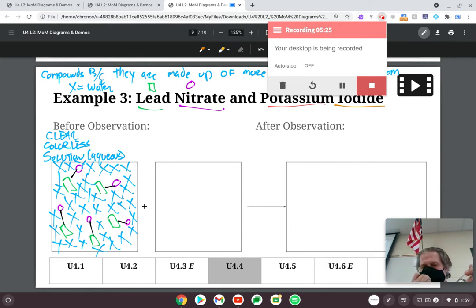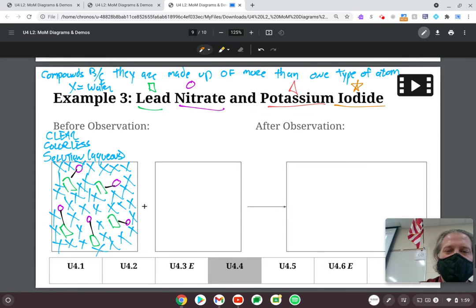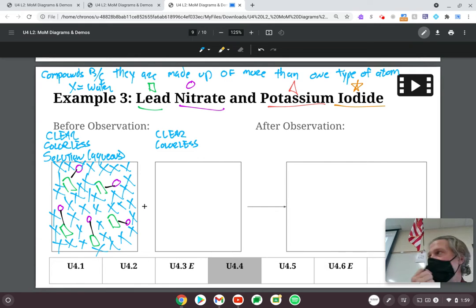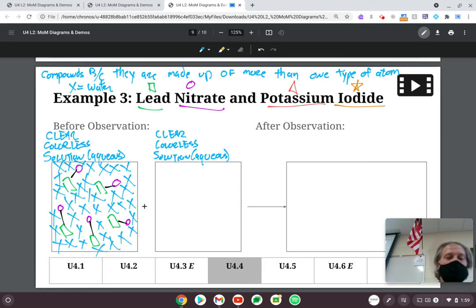So in this instance, what are the observations that we make about this? A lot of you said it looks exactly the same. So we could probably make the same set of observations. It is clear. It is colorless. And I'm going to argue that it's a solution, which means it's aqueous. And so I'm going to essentially draw the same thing, okay? But I'm going to use the triangles and the stars.